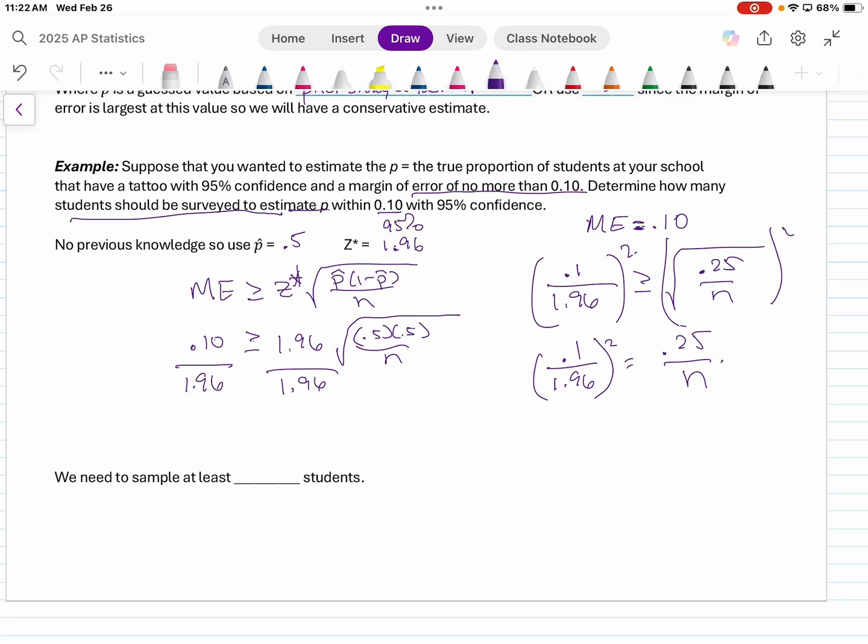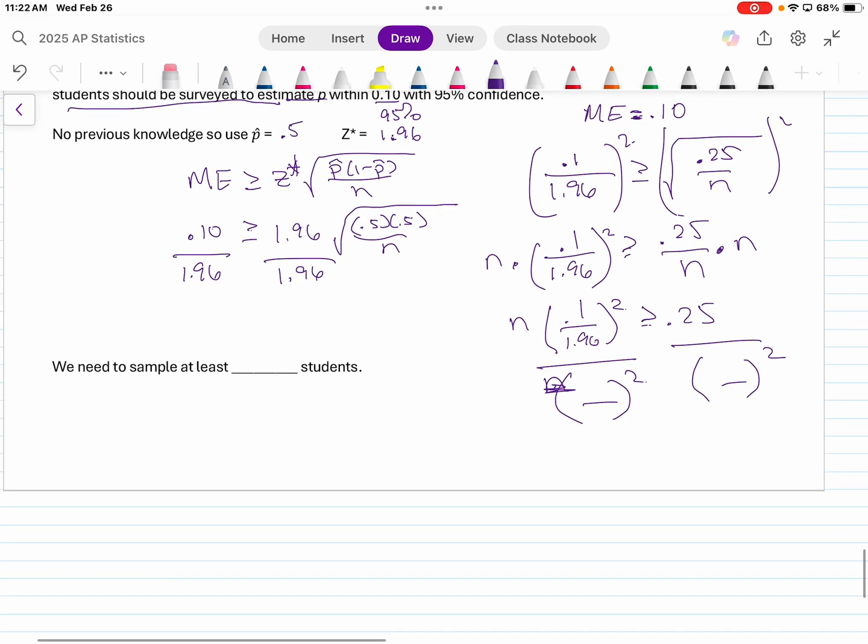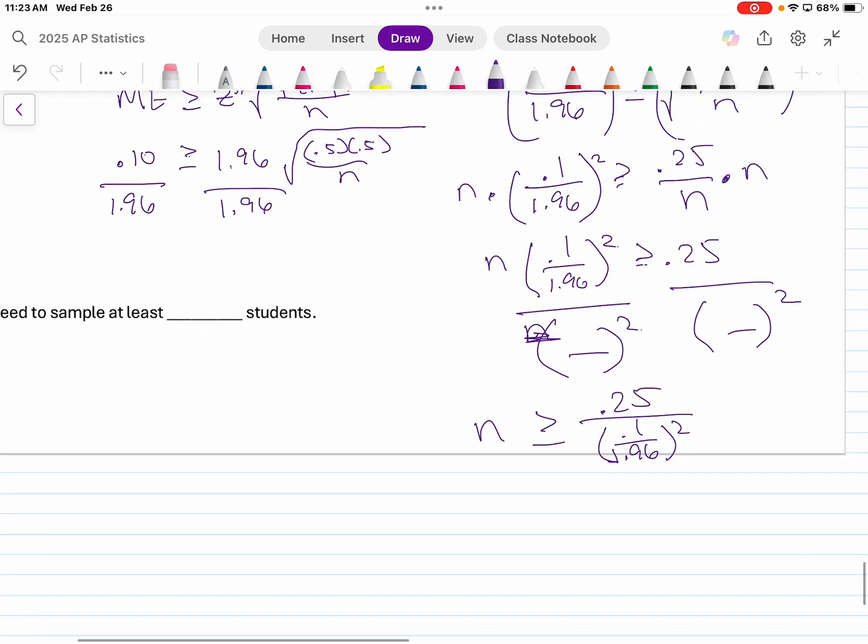Now I multiply by N on both sides. That gives me N times that crazy fraction squared, which is greater than or equal to 0.25. Sorry, I put an equal sign. It should be greater than or equal to. Now to get N by itself, I would divide both sides by the fraction squared. And that gives me that N has got to be greater than or equal to 0.25 divided by the fraction 0.1 over 1.96, squared.